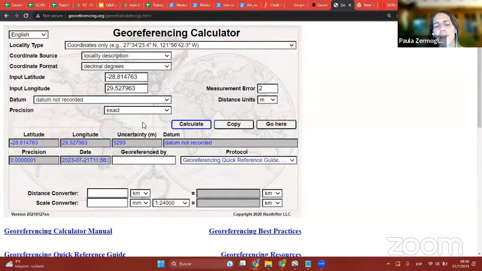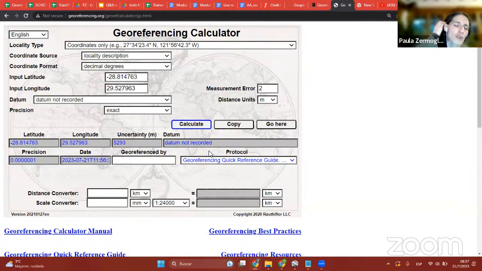So you can see the differences are very, very large. Okay, so with this, we have finished georeferencing this locality description, which was coordinates only. Remember that you only have to report the coordinates, latitude and longitude, the uncertainty in meters, the datum, in this case not recorded, the precision, and all the georeferencing metadata, that is the date, who georeferenced, the protocol that we use, etc.